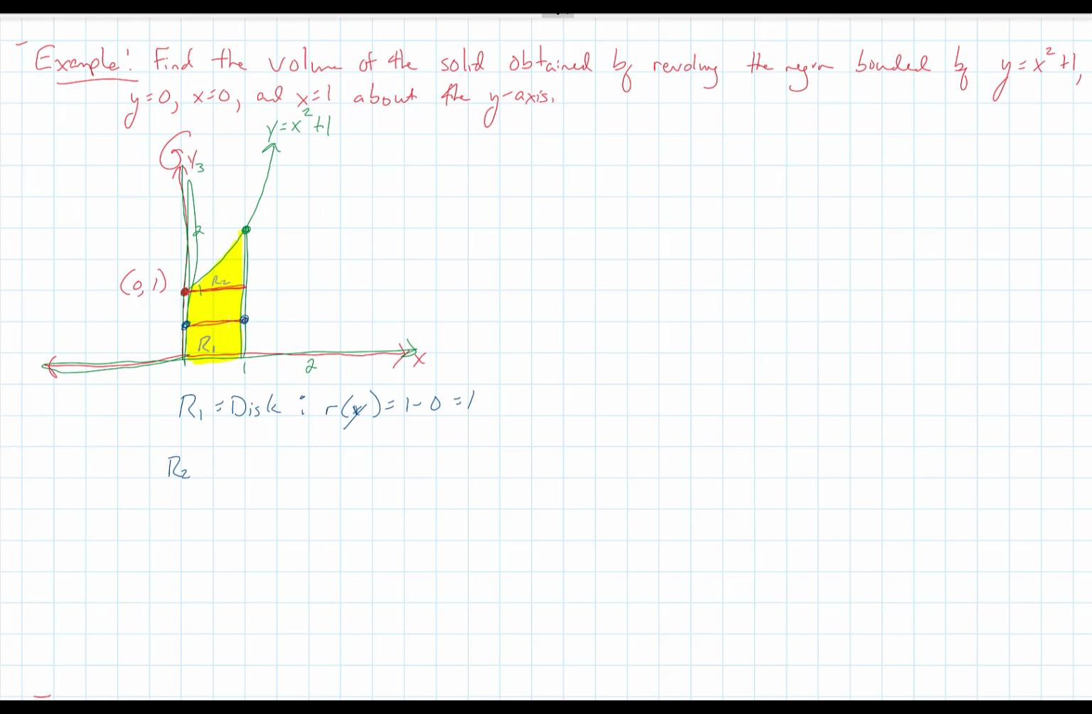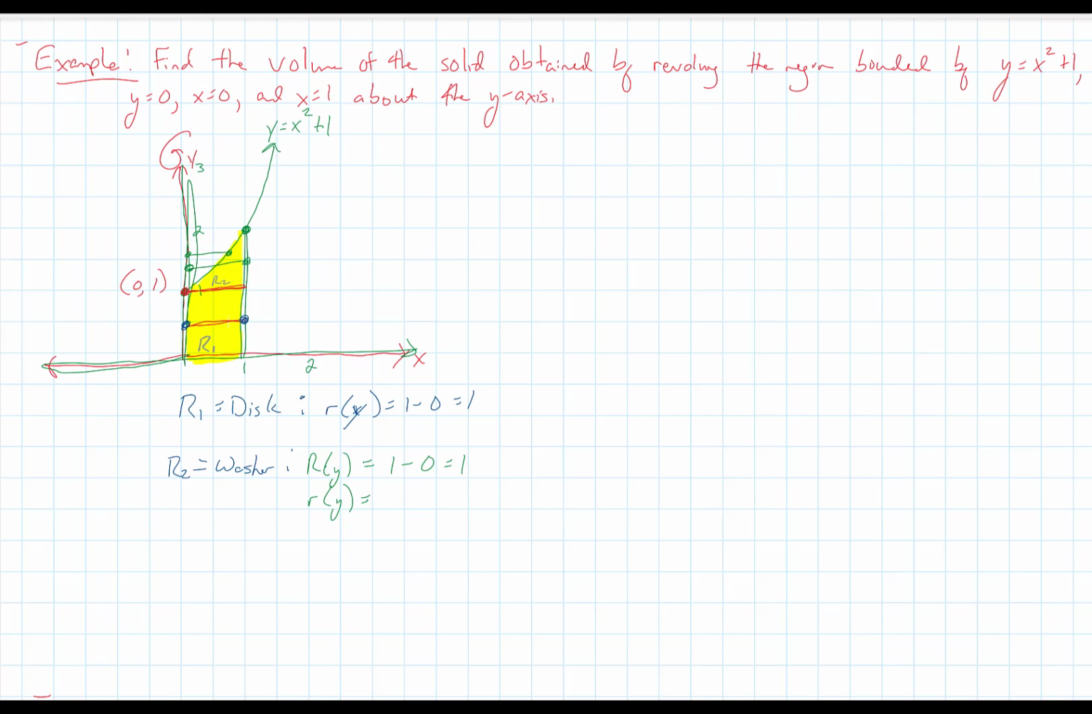Now if we look at R2, that's going to be a washer, which means we're going to need two separate radii. For R2, we have our big radius, call this big R of y. That's going to be 1 minus 0 also, which is 1. But then we also have that smaller radius, little r of y, to take off that gap that we have. And that's going to be our parabola.